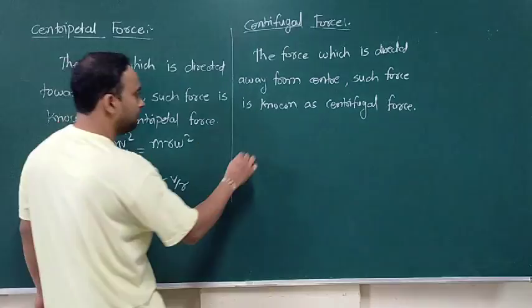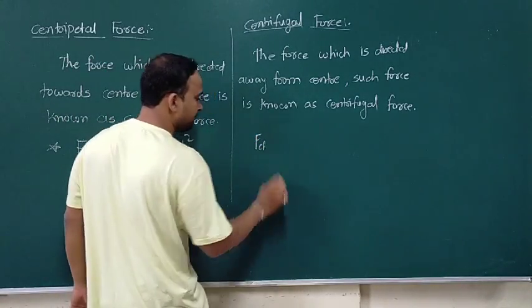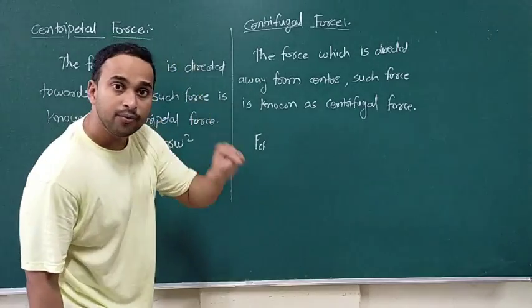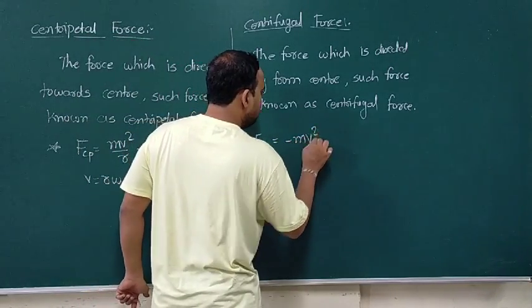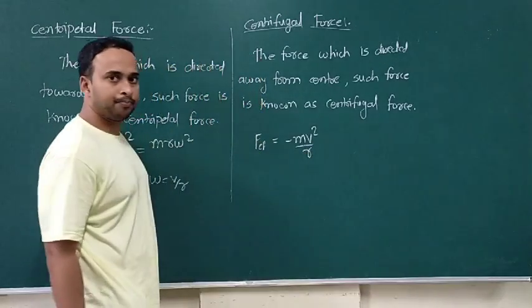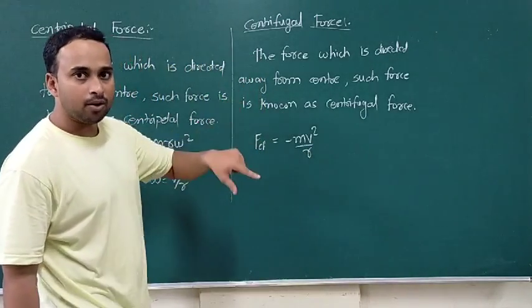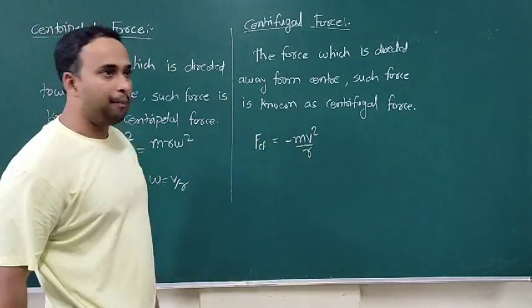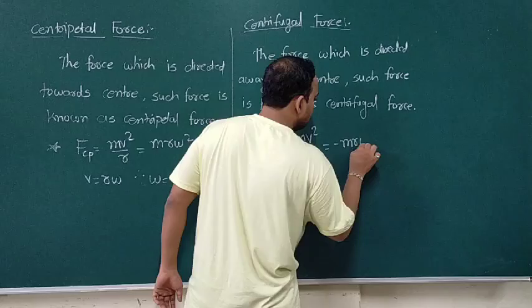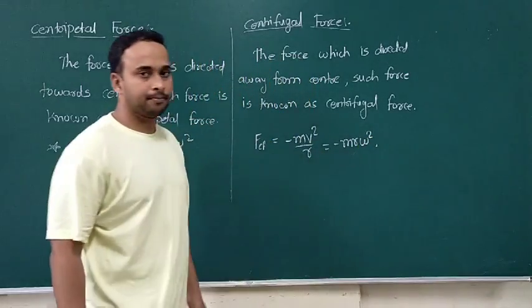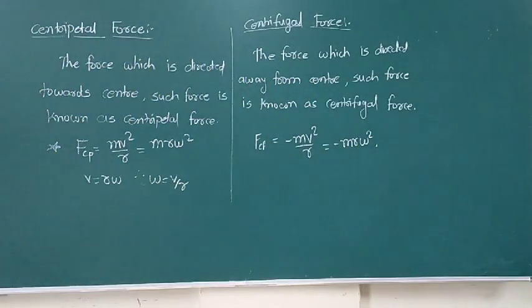Now suppose FCF be the centrifugal force. The formula for centrifugal force is minus mv square upon r. Why this minus? Because the directions are opposite. So we get minus m r omega square. This is the formula for centrifugal force.